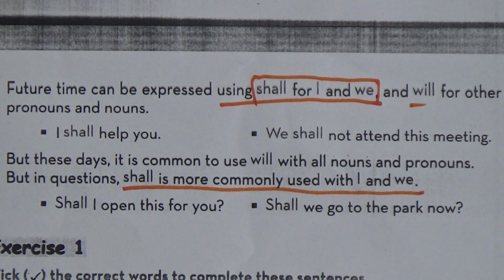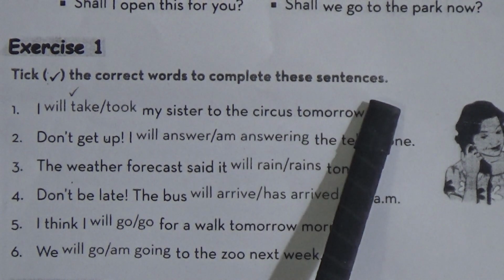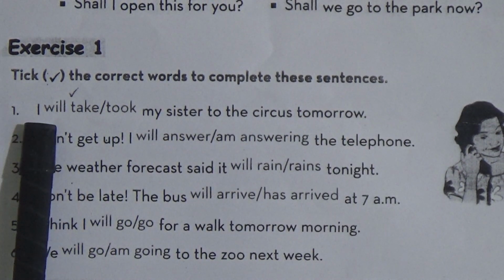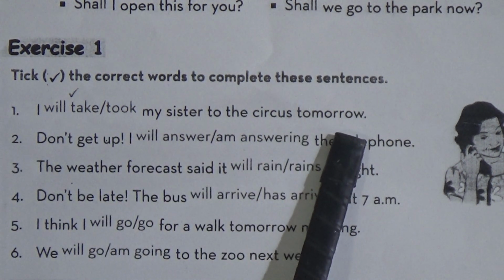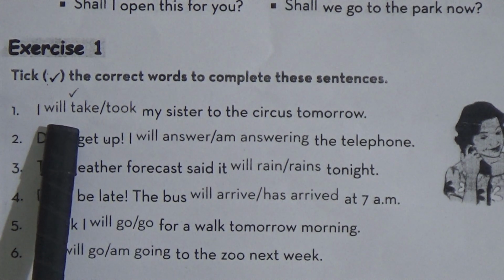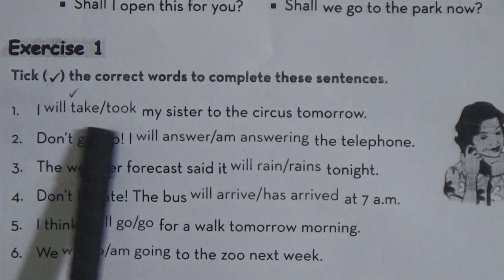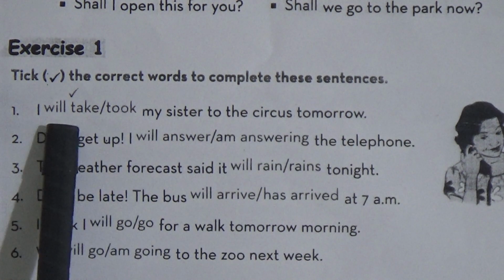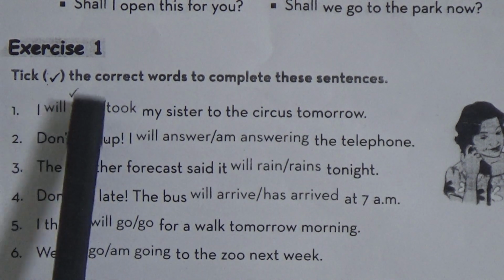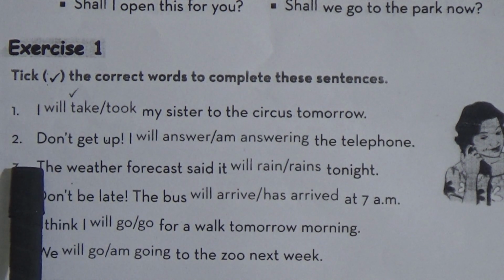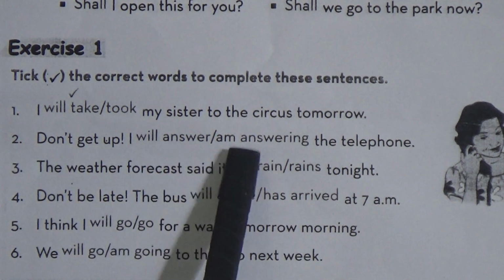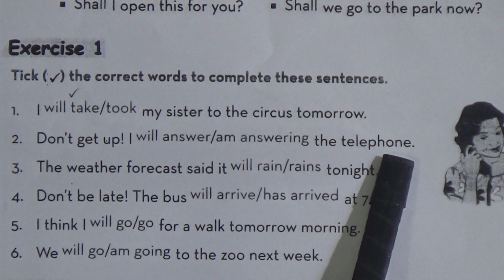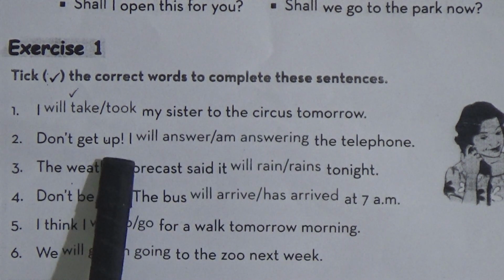Now, let's start exercise 1. Tick the correct words to complete these sentences. Number 1, I will take or took my sister to the circus tomorrow. Here, which one is correct for future time expression? Here is tomorrow, so we have to write I will take. It's given tick for you. Then number 2, don't get up, I will answer or am answering the telephone. So which one is correct here?